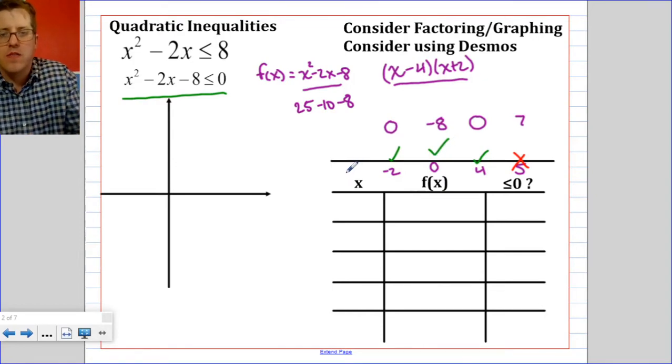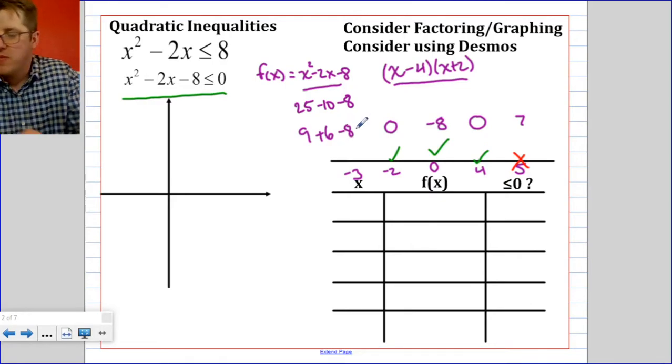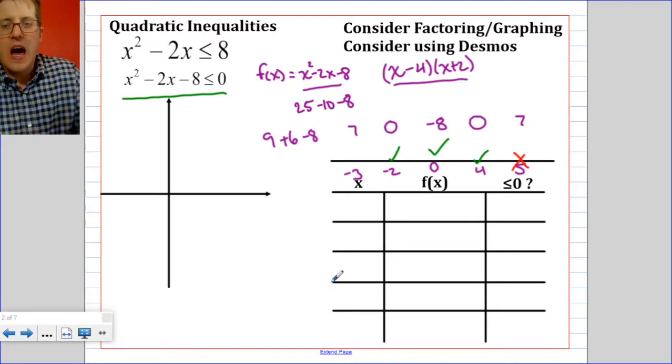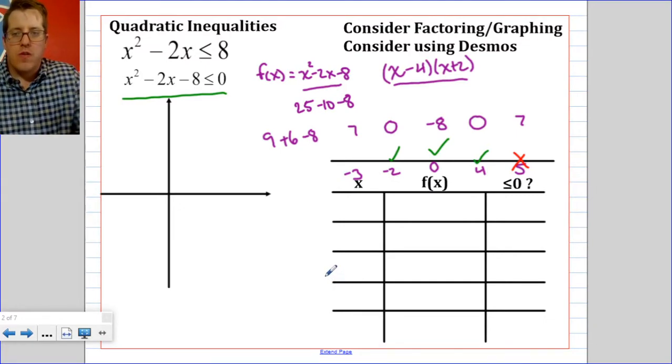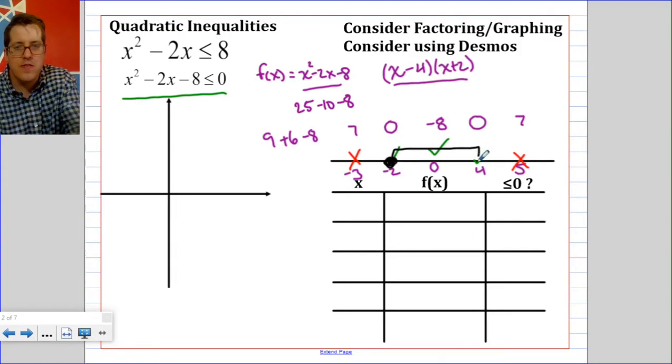Finally, I'm going to try and plug in something like -3. If I plug in -3, I'm going to get 9 plus 6 minus 8, which happens to also be 7 again, and it's because it's 1 away from the critical value. That's why that number is repeating. Now 7 is not less than or equal to 0, it's greater than 0. Womp womp. So this is going to tell us that our solutions are going to be anything from -2 to +4.